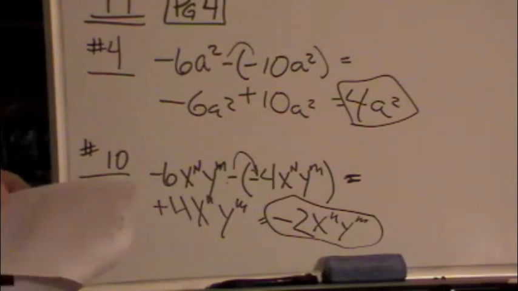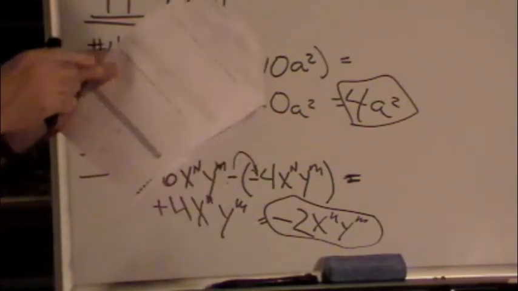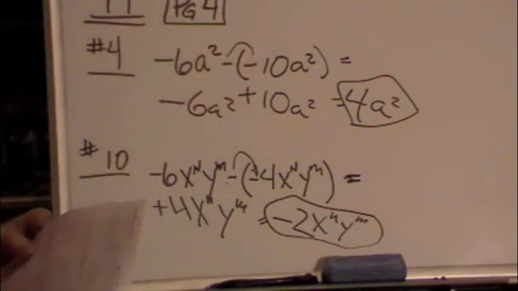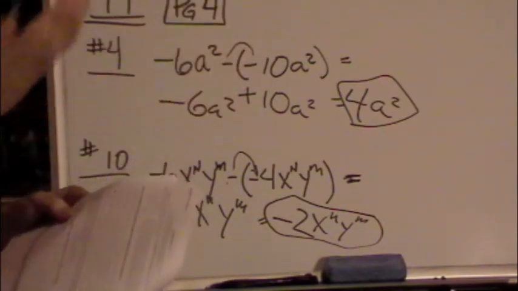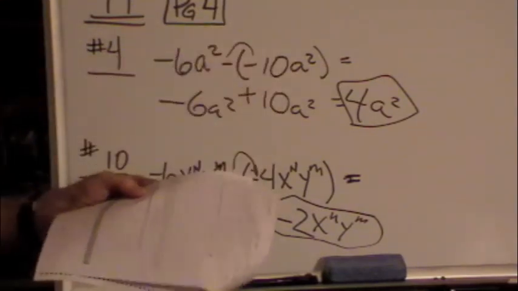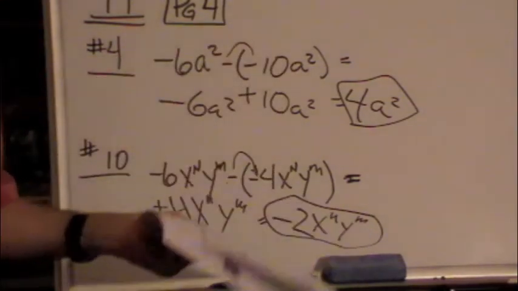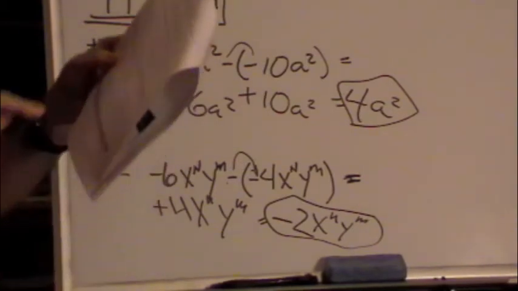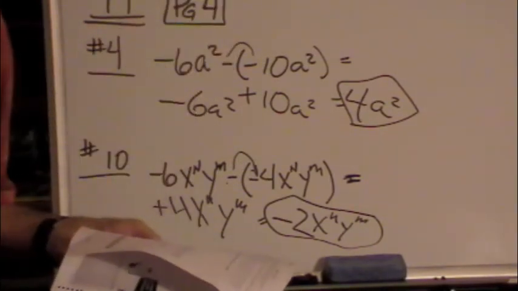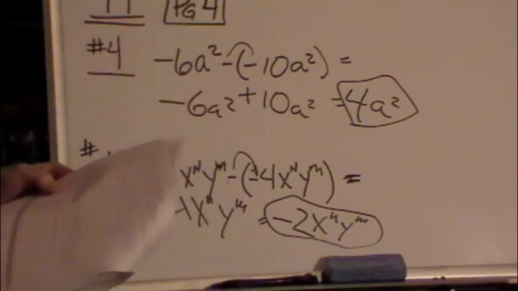If you want to look at number 6, it says 12x to the n minus 5x to the n. You had 12 noisemakers, and somebody took away 5 noisemakers. You have 7 noisemakers left. 7x to the n. Got it? It's just that simple, guys. All right, check if you have questions. Good job.